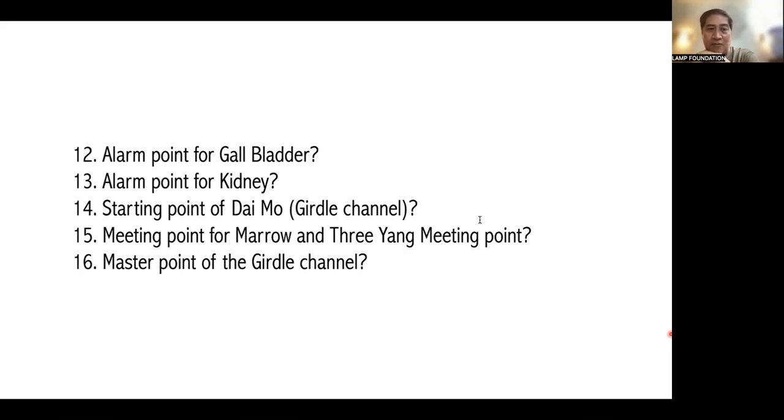Next, meeting point for marrow. Hindi po, mali po kasi nagawa ko. Meeting point for marrow, Doc. Meeting point of the marrow, which is very good, which is the reason why if you have broken bones, madaling mag-heal if you needle this point. Opo. So your answer? 39. Okay, GB39. And finally, master point of the girdle channel? 41. Wow, congratulations, Sir June.